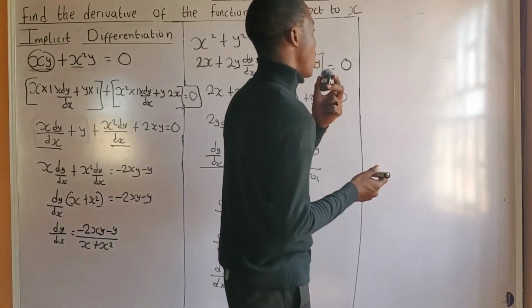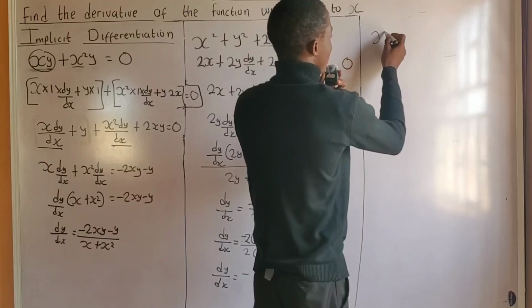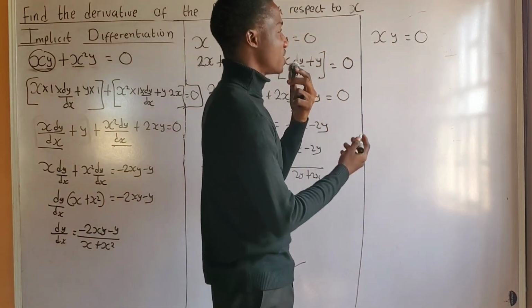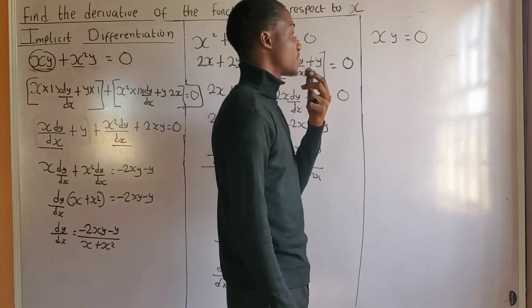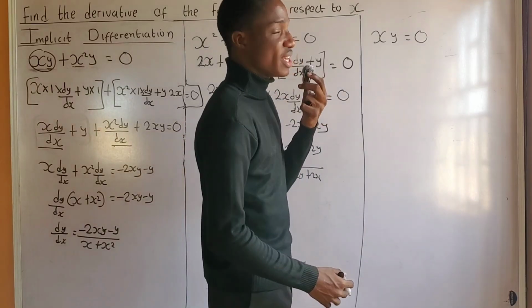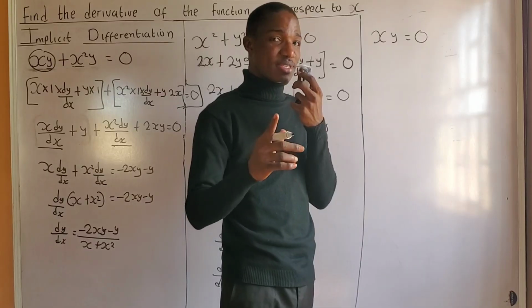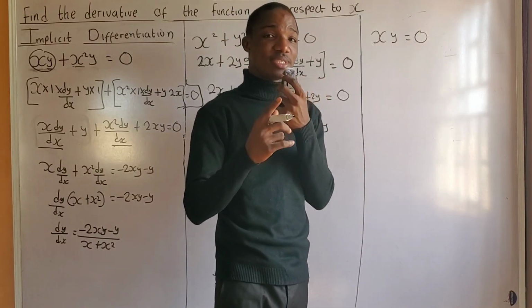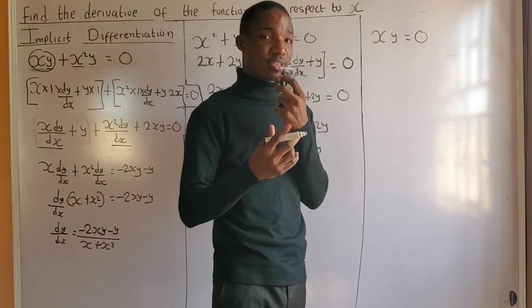Now, let's say you are given this question, xy equals 0, and you are asked to differentiate it. How do you go about it? Well, to do this, it's simple. Don't forget that we are differentiating y with respect to x. Are you getting it? And anytime you differentiate y, you're going to multiply that derivative by dy dx. Do you get it?